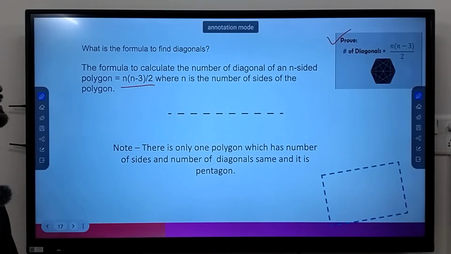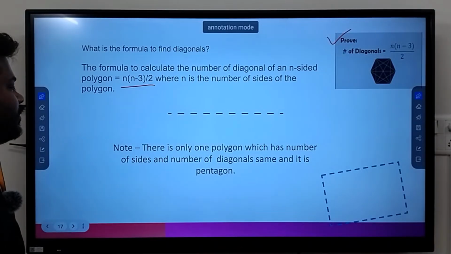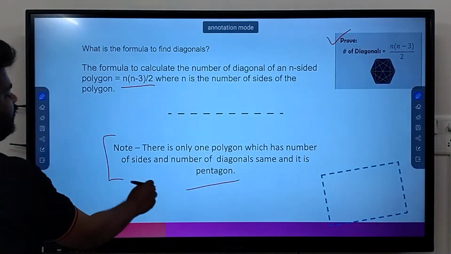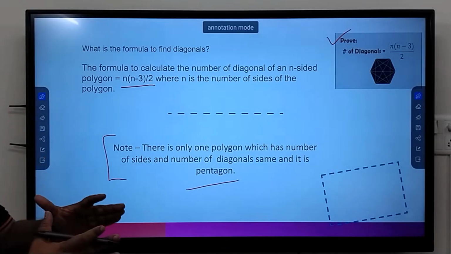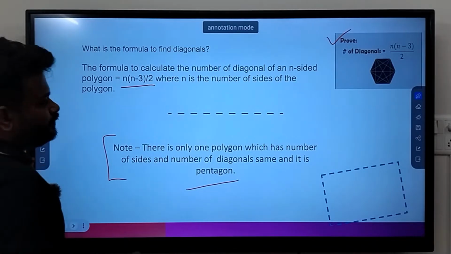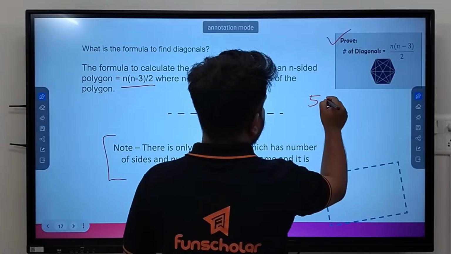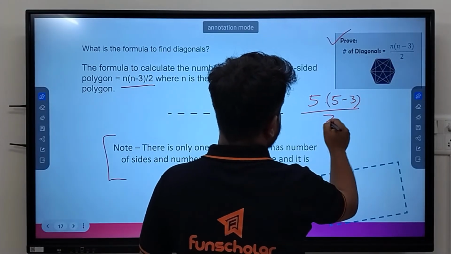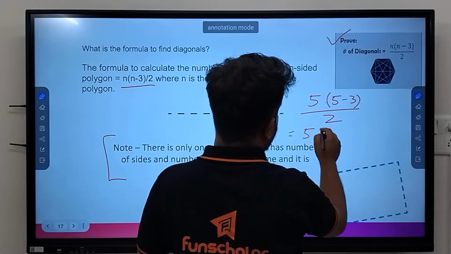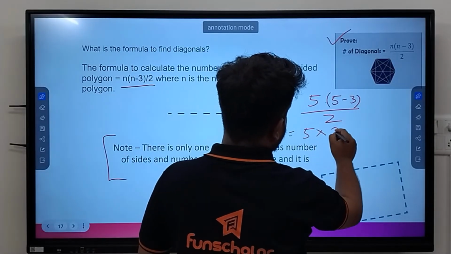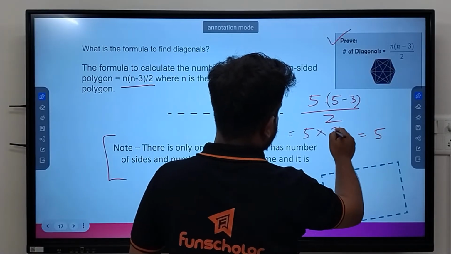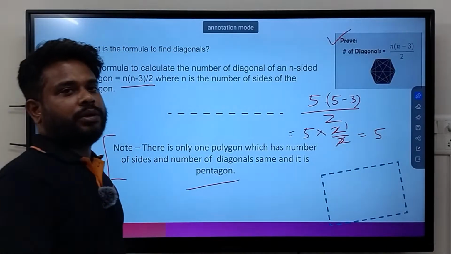Note, there is only one polygon which has the same number of sides and number of diagonals, and it is the pentagon. Okay, so this is a special note. And why do they have this? 5 into 5 minus 3, if I do it like this, it will be 5 into 2 by 2 and the answer will be 5. The 2 will be cancelled and 1 will remain.